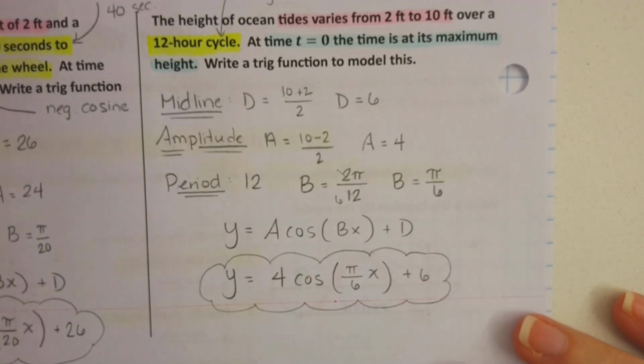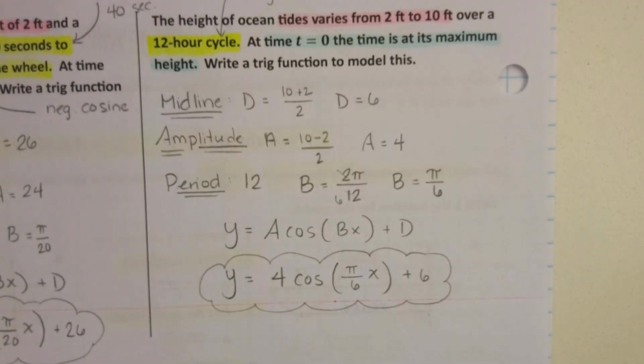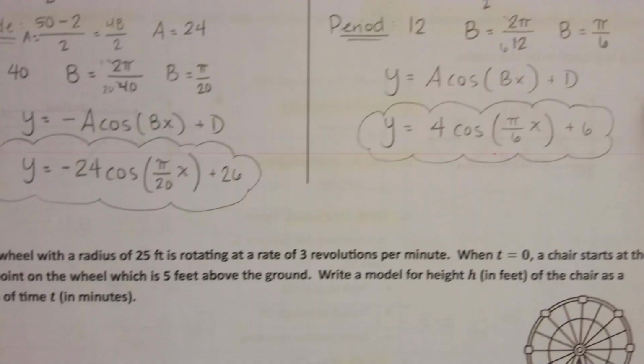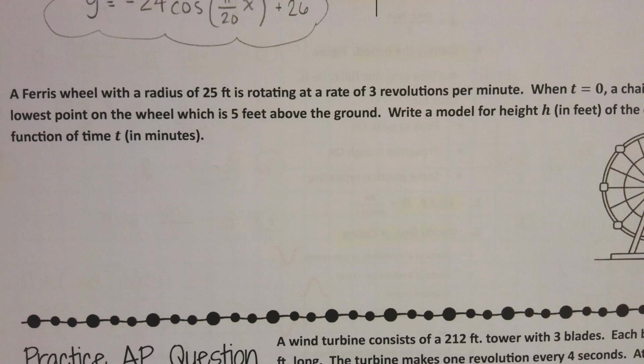All right, we're back to another Ferris wheel. I feel like there's a lot of Ferris wheel questions when you're talking about making a trig function graph. It says a Ferris wheel with a radius of 25 feet is rotating at a rate of 3 revolutions per minute. When t equals 0, a chair starts at the lowest point on the wheel, which is 5 feet above the ground. Write a model for height in feet of the chairs as a function of time in minutes.